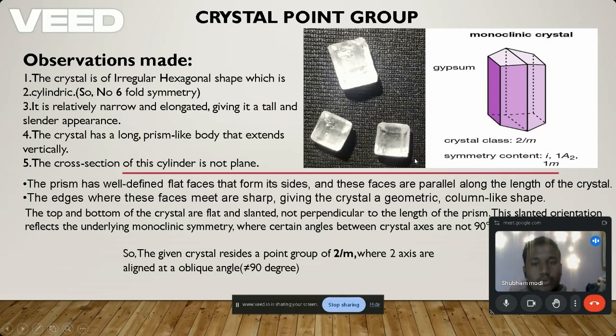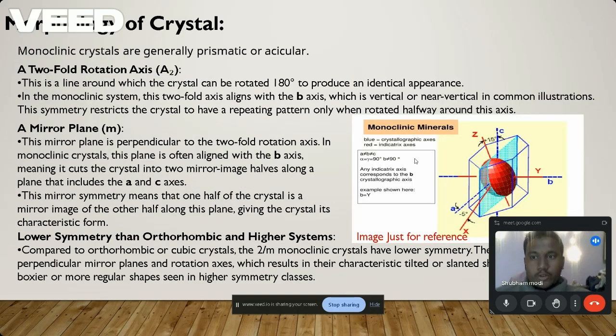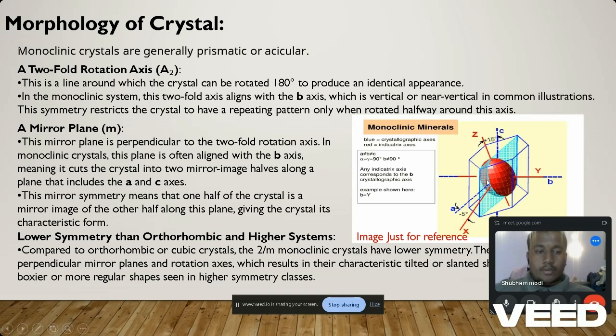Now moving towards the morphology of the crystal, it shows a twofold rotation axis, which means along one axis, if we rotate it by 180 degrees, we will get the crystal back, and by the m, which means a mirror plane that's perpendicular to its twofold rotation axis. A mirror plane means that one side of the crystal is a mirror image of the other side across this plane, like here in this image.